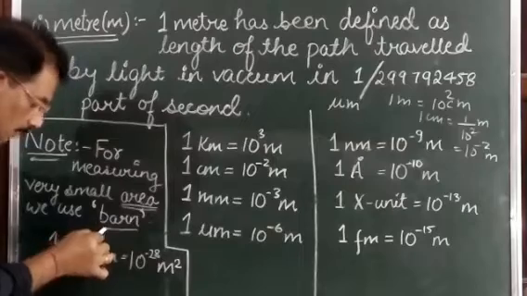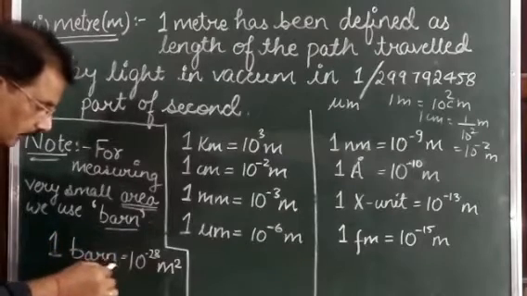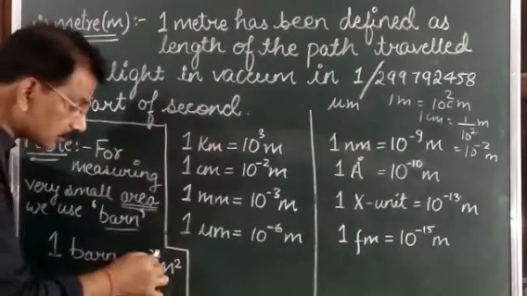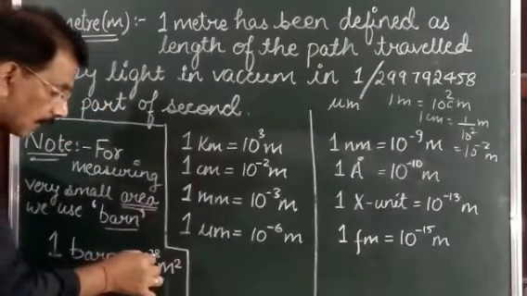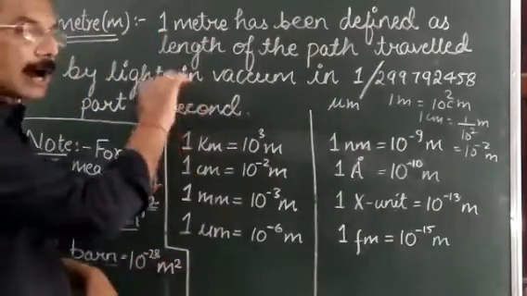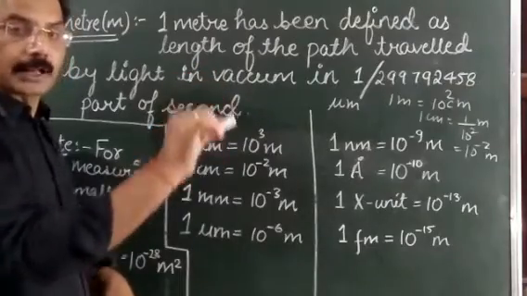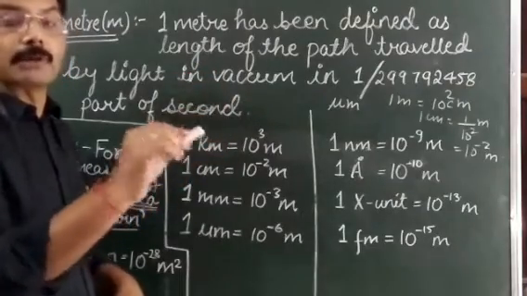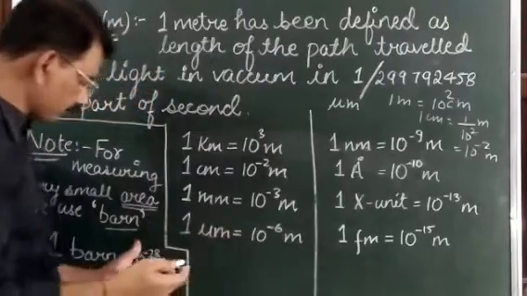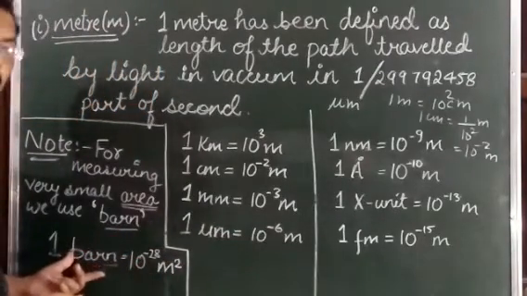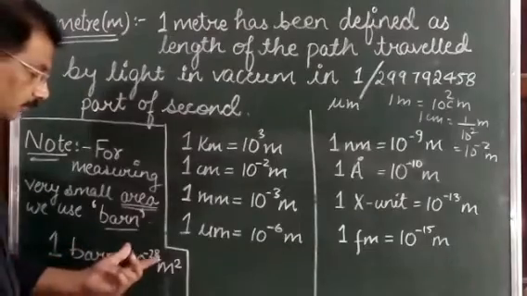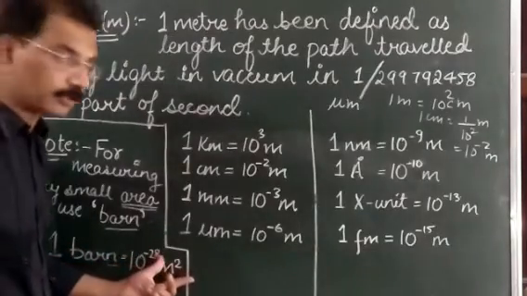बार. And 1 bar is equal to 10 to the power minus 28 meter square. And you know, if we have 10 to the power minus 28 means 1 upon 10 into 10, how many times we will multiply it? 28 times. It means to measure very small area, we use the unit bar, where 1 bar is equal to 10 to the power minus 28 meter square.